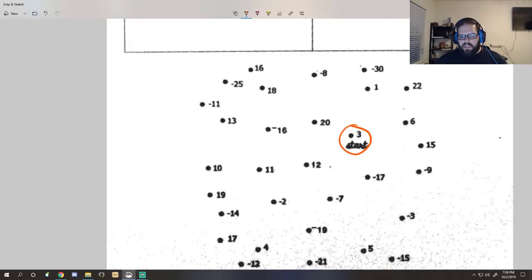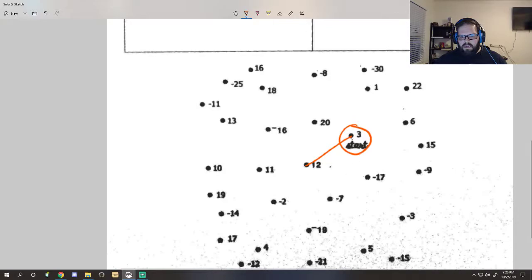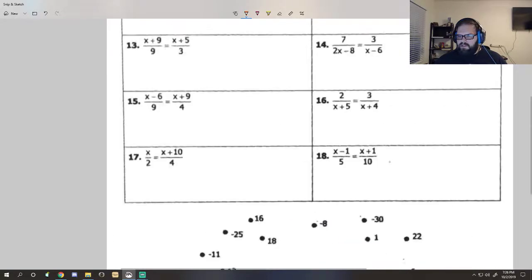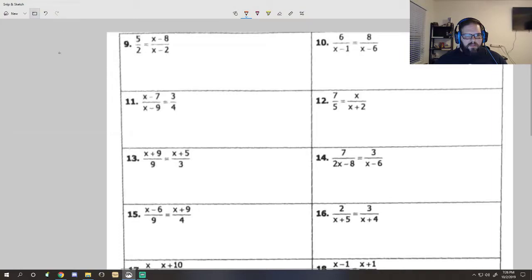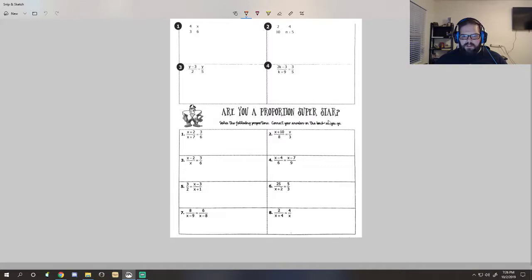So let's say the answer to number 2 is 12, since it's right there, right? You'll draw a line from your answer to number 1 to your answer to number 2. Then when you get the answer to number 3, you're going to draw a line to that answer. So it'll draw out some kind of picture, and when you finish up to 18, you will have a picture. And remember, the picture is asking, are you a proportion superstar? I don't know. Guess you'll find out.